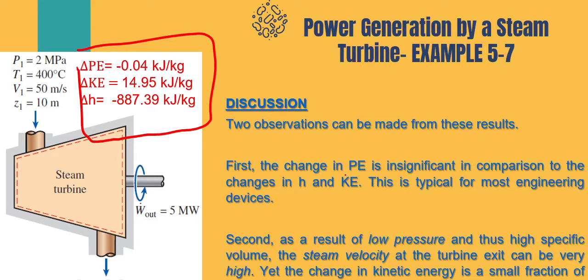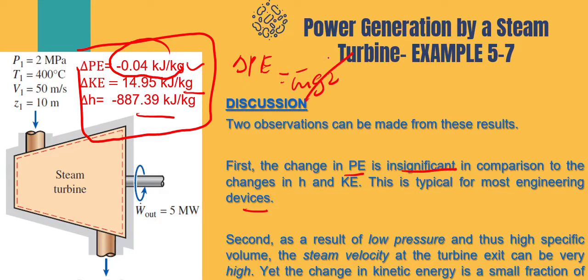Okay, first, the change in potential energy is insignificant in comparison to the change in enthalpy and kinetic energy. So this is typical for most engineering devices. Because the change is small, usually we neglect the change in potential energy. That's why we can just remove this term in your general energy balance equation.